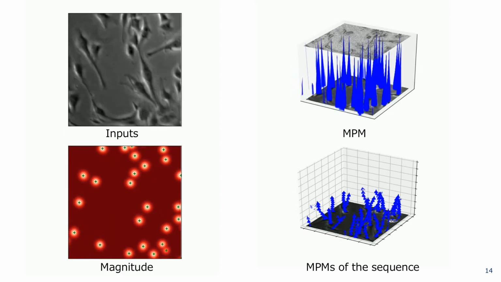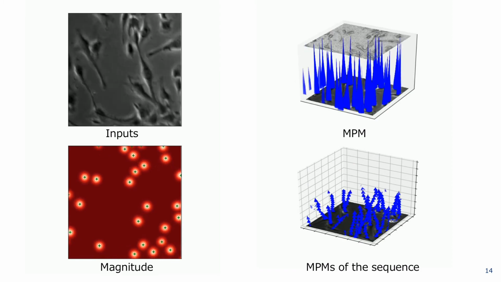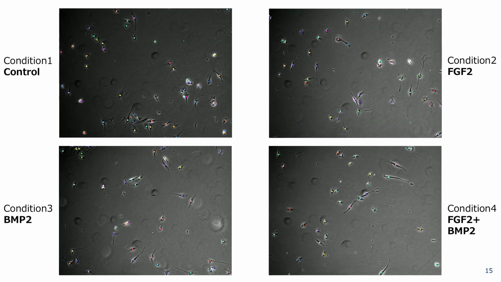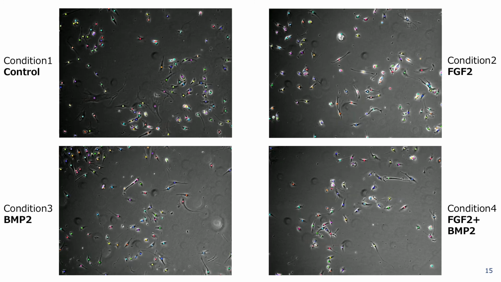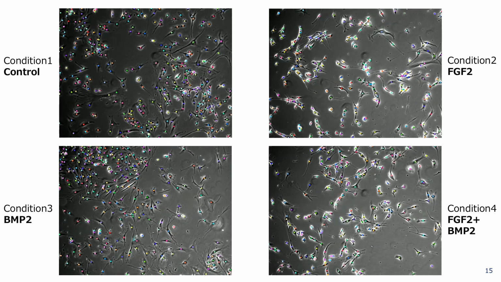Here is an example of the estimated MPM. Like this, MPMs are estimated for each frame pair. Here are the tracking results under 4 conditions. It was confirmed that our method works well in each condition.